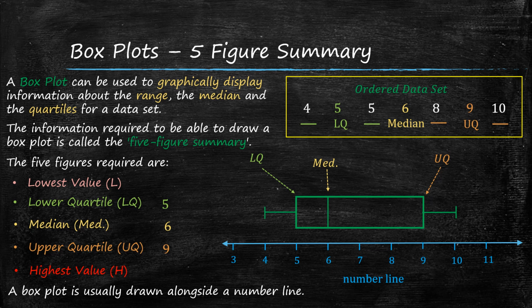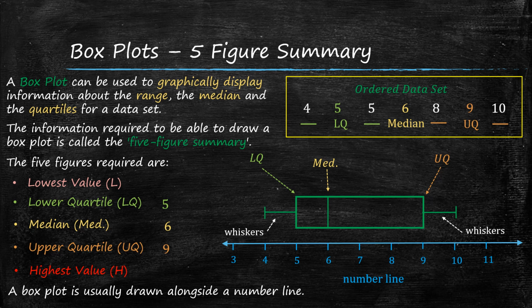We can see that the lower end of the box is at the number 5, so the lower quartile is 5. We can see that the upper end of the box is at the number 9, so the upper quartile is 9. And we can see the line within the box is at the number 6, and this tells us the median is 6.